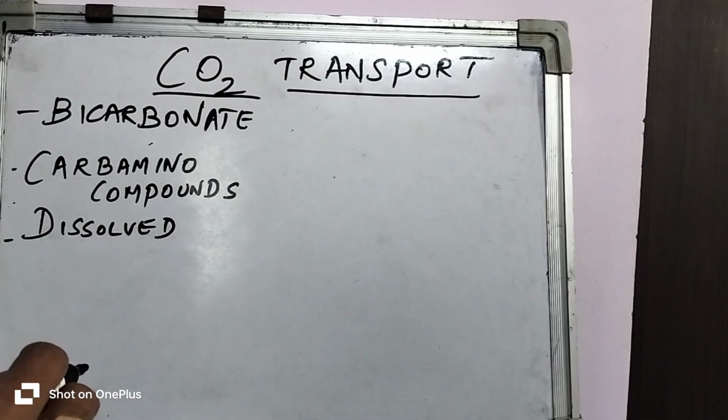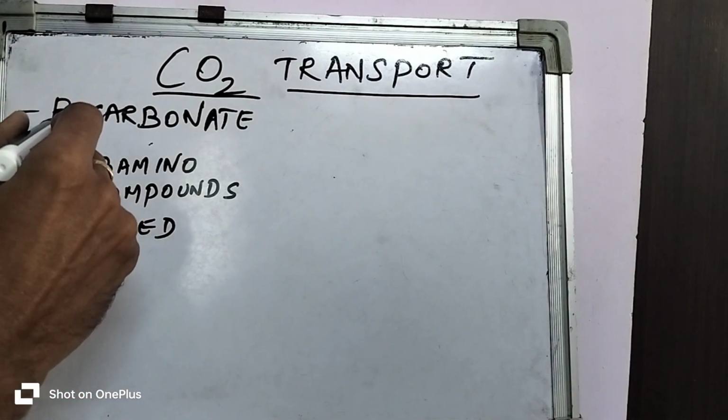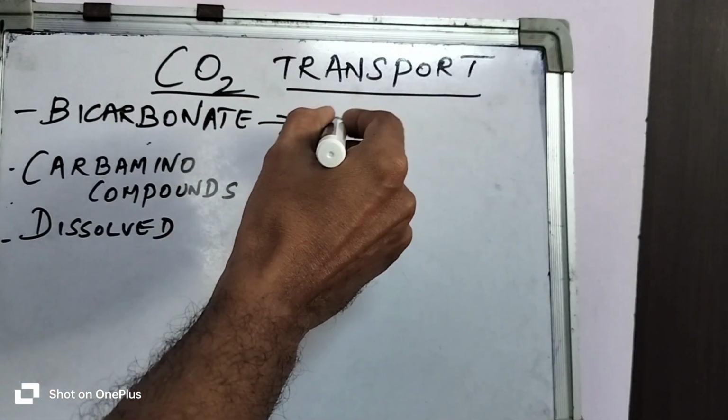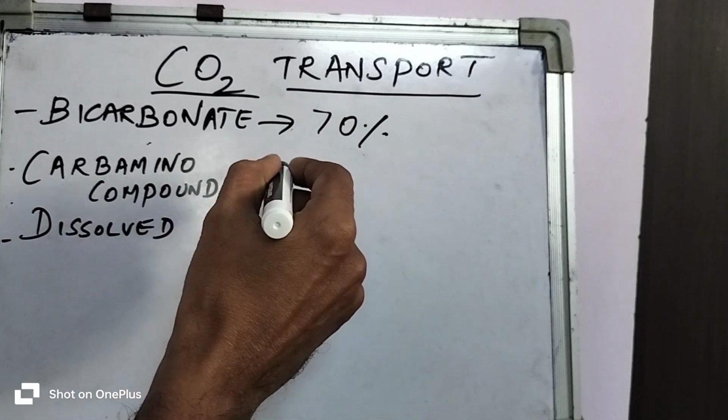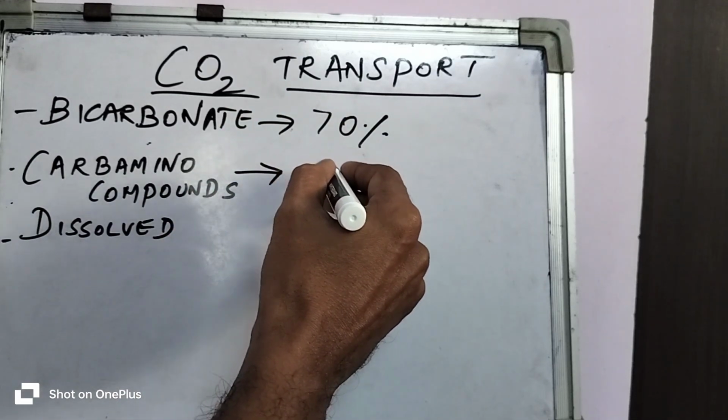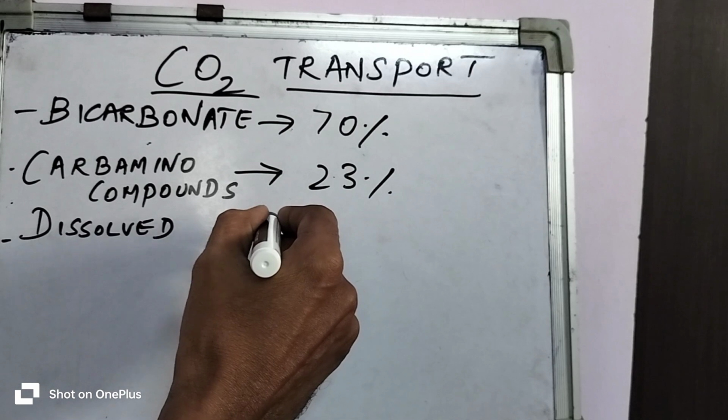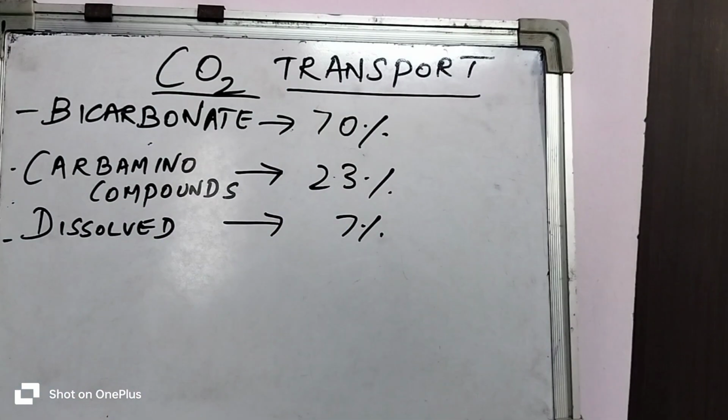Carbon dioxide is transported in three forms: as bicarbonate, which is 70%; as carbamino compounds, that is combined with hemoglobin, which is 23%; and in dissolved form, 7%. Now carbon dioxide which is produced from the tissues has to be transported in the blood and reach the lungs where it is exhaled out.